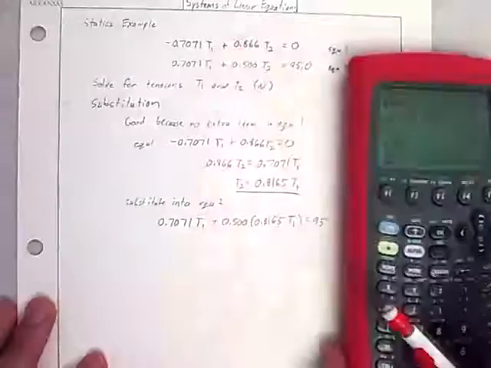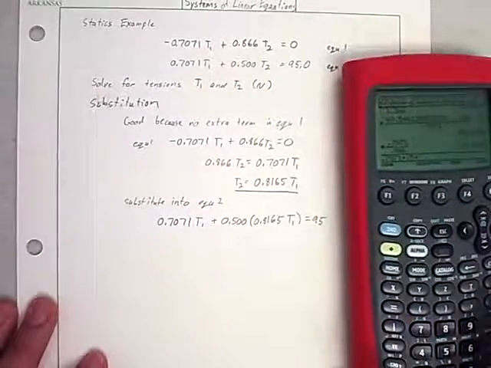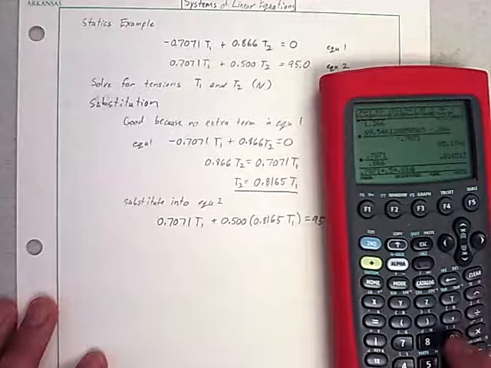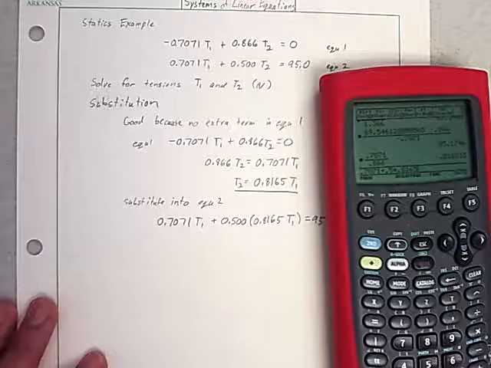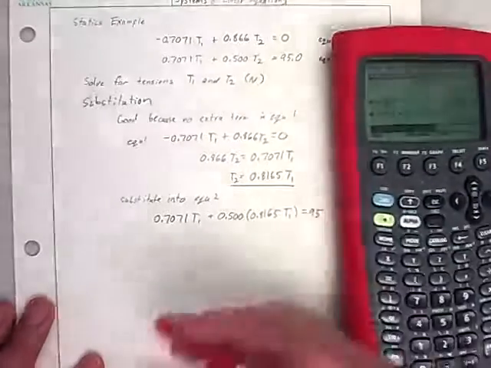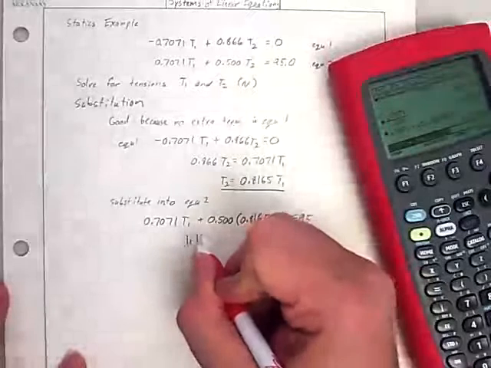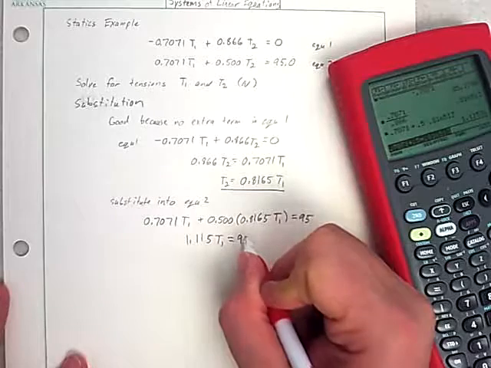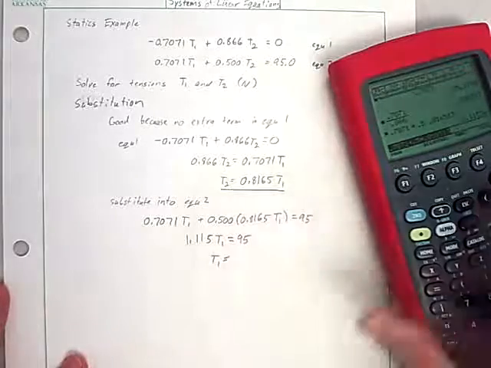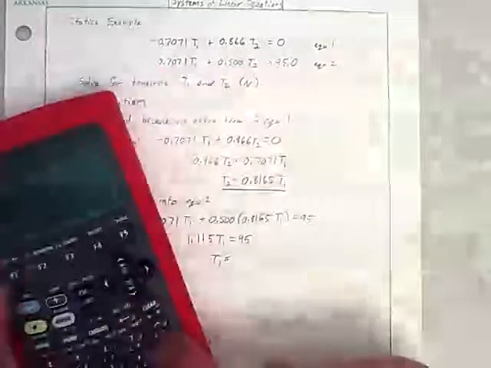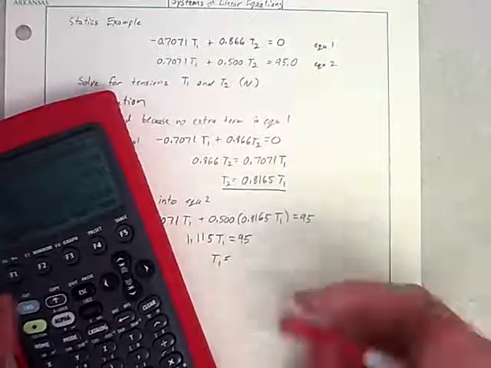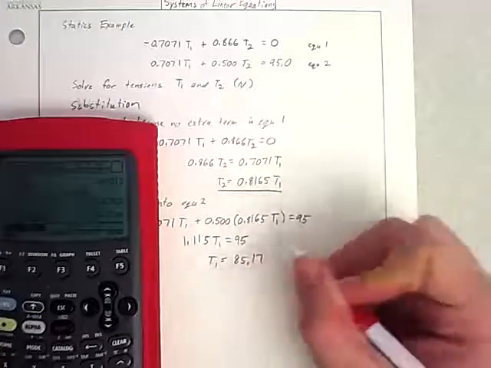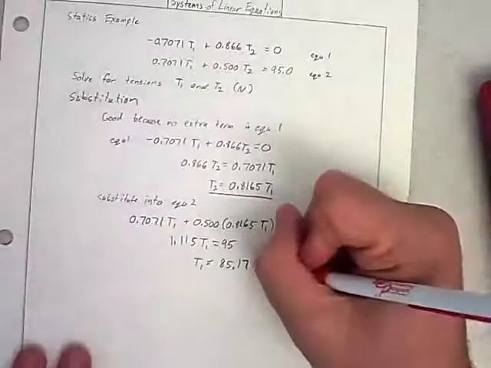So let's combine these terms. 0.7071 plus 0.5 times 0.8165. So that's 1.115 times T1 is equal to 95. So I get for T1, it's 95 divided by that. For T1, I get 85.17. That's going to be newtons.